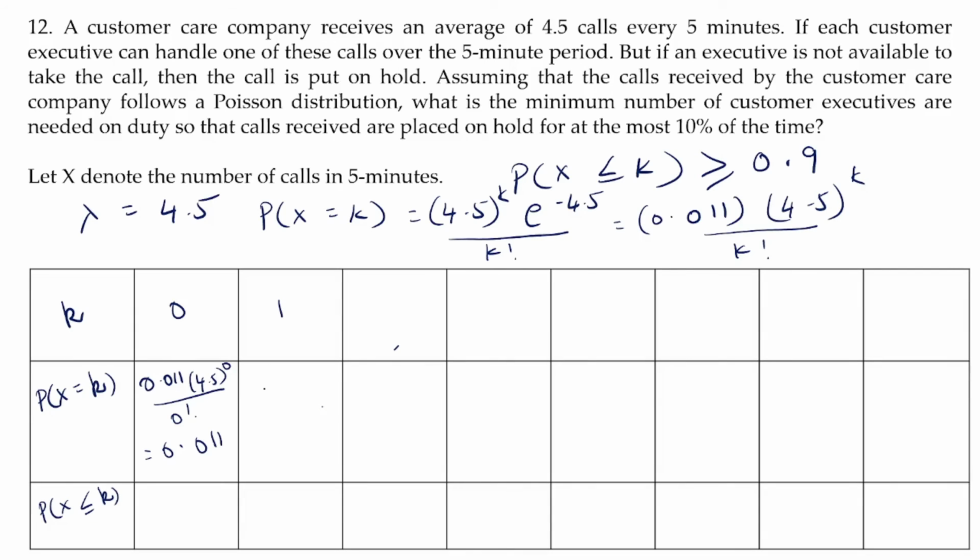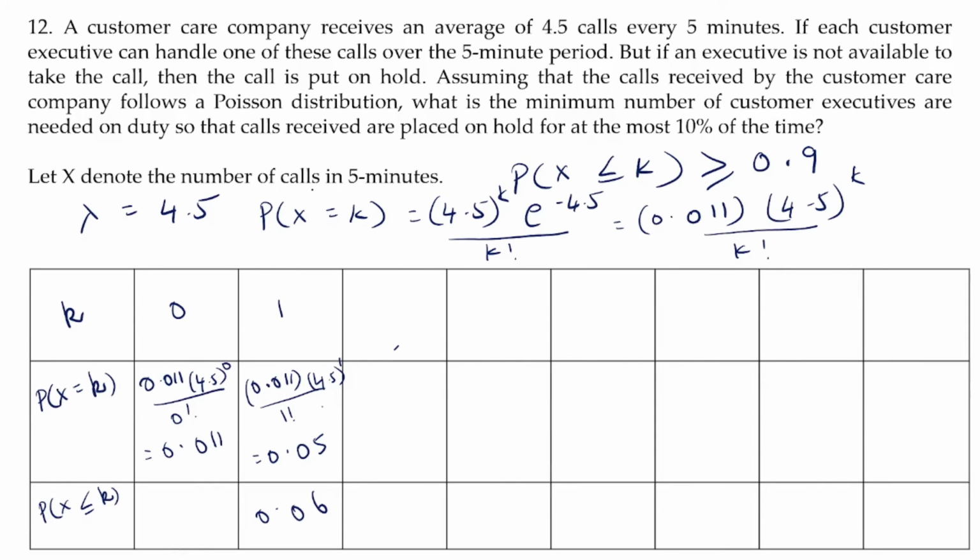Then when k is equal to 1, the probability of x equal to 1 is given by 0.011 into 4.5 raised to 1 upon 1 factorial. So it is 0.011 into 4.5, which is approximately 0.05. Now the probability of x less than or equal to 1 will be the probability of x equal to 0 plus x equal to 1. So it is 0.06.